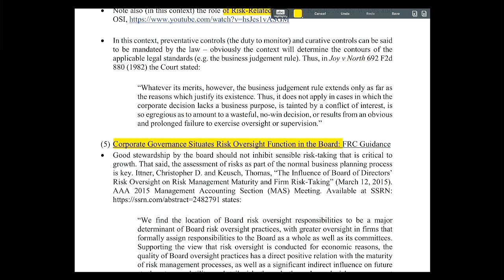And so there are a number of points, and I also bring in papers, so that everything sort of gels together. The very first point here is that good stewardship by the board should not inhibit sensible risk-taking that is critical to growth, right? So you should drive revenue, take risks and all that. The idea basically is not for you not to take risks. And then they say the assessment of risk as part of normal business planning is key. In other words, the operative word is embedding. You've got to embed risk analysis into everything you do, so as you drive revenue, you have risk embedded into your thinking.